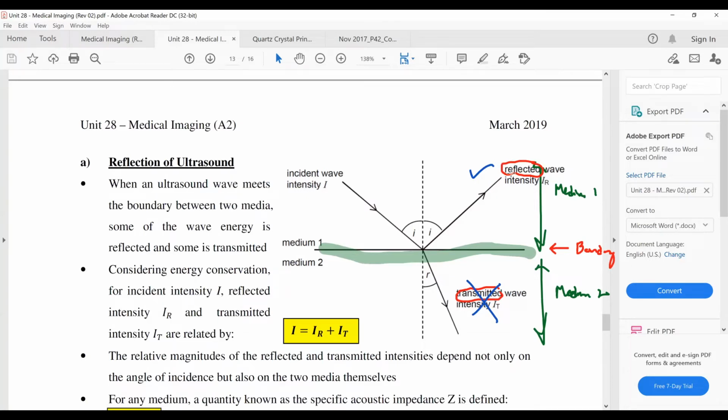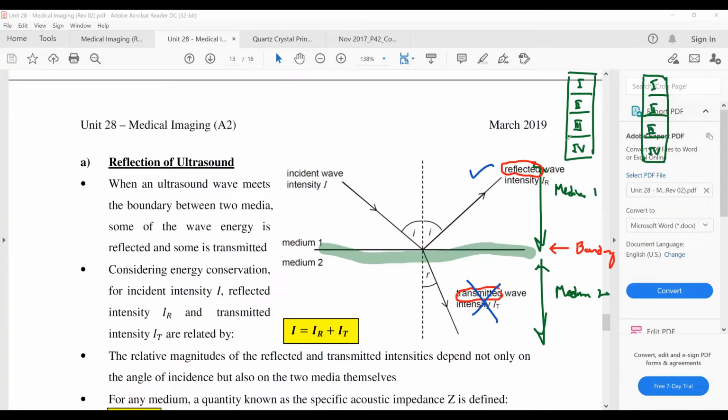Okay, but if on the other hand your intensity reflected is very low, that will mean that your intensity transmitted is very high. That means it can go much deeper into your body structure. What I mean by that is that I think I better illustrate it to you. Say for example, right now I have 4 different mediums, as illustration. 1, 2, 3, 4.